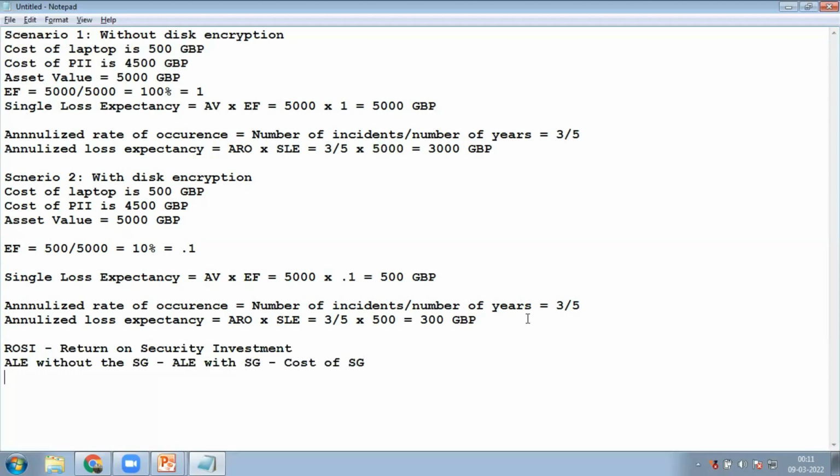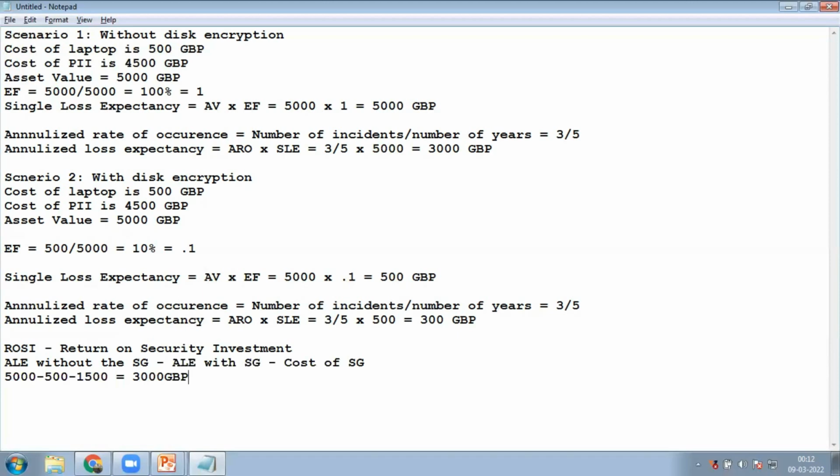Now ALE without the safeguard is 5,000 British pounds minus ALE with the safeguard, 500 British pounds. And for example, if it takes 1,500 British pounds to encrypt the disk, annualized per year, this becomes 3,000 British pounds. 3,000 British pounds is the return on the investment. Otherwise it's actually called the value of the safeguard, not the cost of the safeguard, the value of the safeguard. So it's otherwise called the return on security investment.